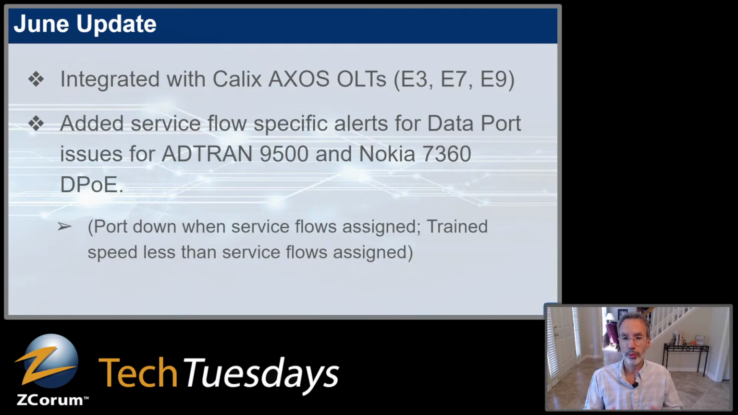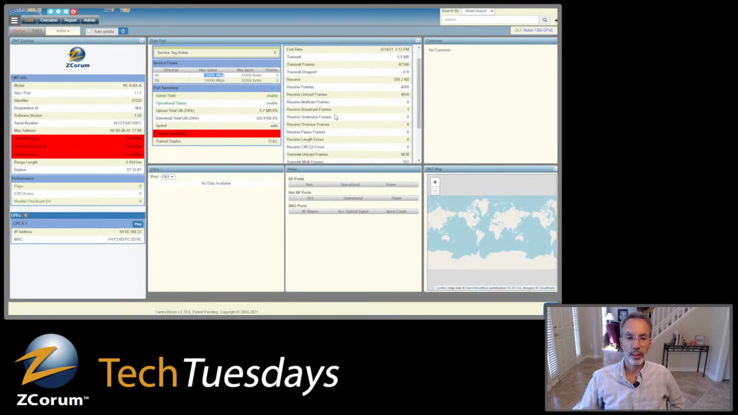We want to get most of the features up, and then we'll continue on that development and add those features. So we did that with these alerts for data port issues, and I'll explain what this is in a minute. It mentions here port down when service flows are assigned, and train speed less than service flows assigned. So let's take a look at what that means.